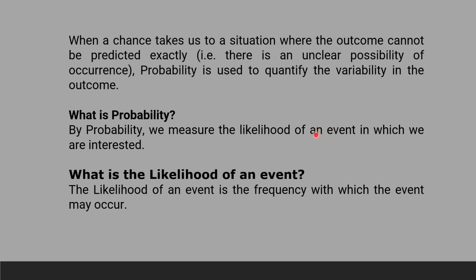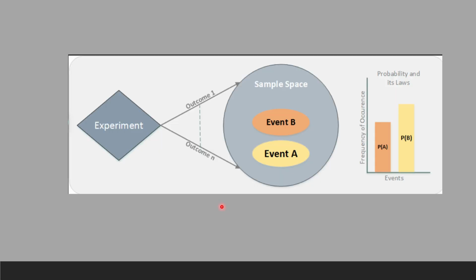Now we will understand what things are there in probability. First, what is the likelihood of an event? The likelihood of an event is the frequency with which the event may occur. For example, if a coin is tossed, the likelihood of the event of getting heads needs to be calculated, and also the likelihood of the event where there is tails. Those are the two events. That is likelihood.